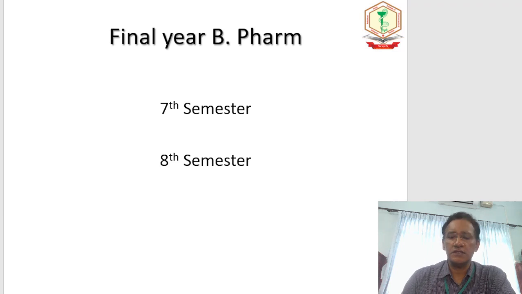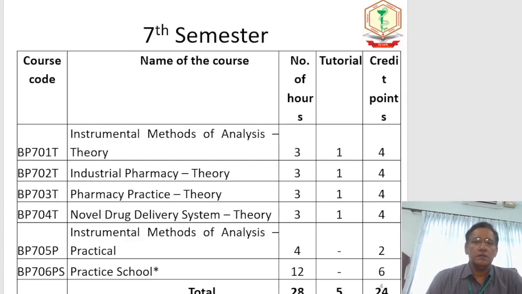2 semesters, 7th semester and 8th semester. In 7th semester, we have 4 subjects, out of which 3 theory subjects are available. That is industrial pharmacy, pharmacy practice, and novel drug delivery system, NDDS. We have exclusively theoretical subjects. And instrumental methods of analysis, we have both theory and practicals available.